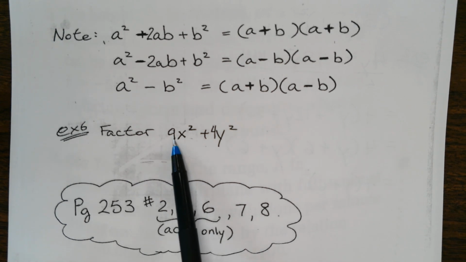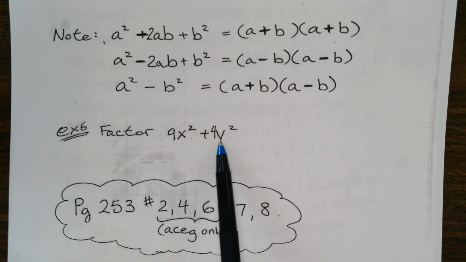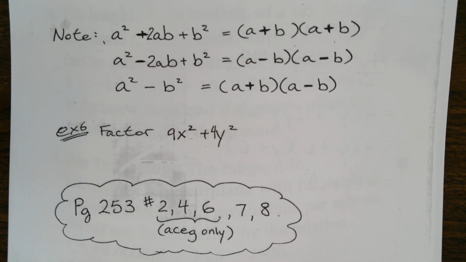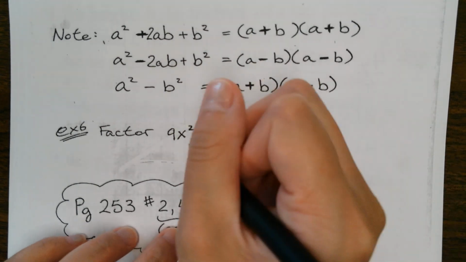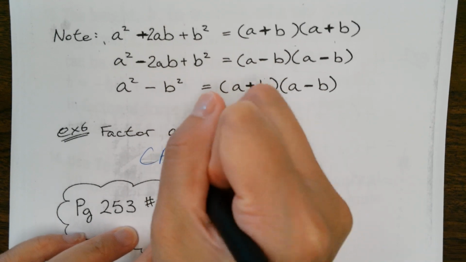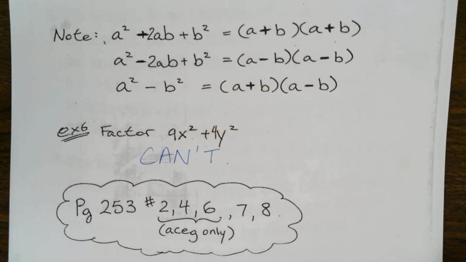Okay, I see the 9, which is a perfect square. I see the 4, which is a perfect square. How do I factor this one? Okay, who has an idea? It's a trick question. Okay. Kelly? That's right. I can't. Why? Why not?